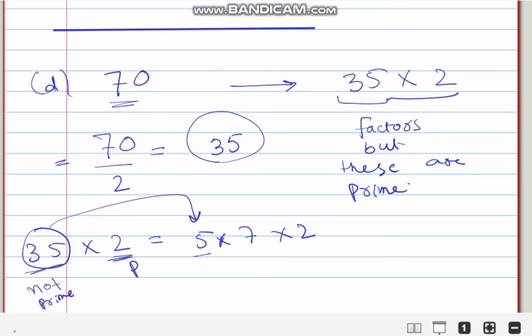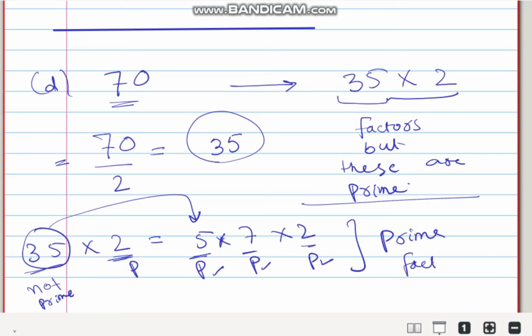So dear students, please note these numbers again. Are these numbers prime? We will check: is 5 prime? Oh, sorry, 5 is prime. Let me write here 5. 7 is prime. 2 is prime. So what we can easily say is that this is the prime factorization.